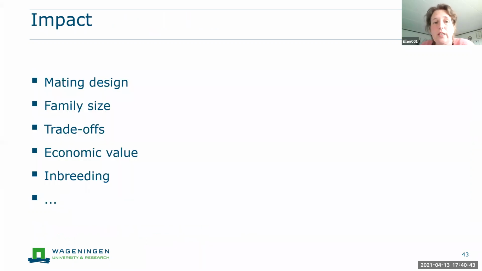So currently, we are looking at the impact of, for instance, the mating design, the family size, also trade-offs. So when we have a different genetic correlation, what effect would that have on your response to selection? Also the economic value of a trait. So when you put more emphasis on one trait and less emphasis on another trait. And of course, the inbreeding, which is quite important in livestock. And we don't know if it's important in insect populations. So it's important to keep that also in mind.